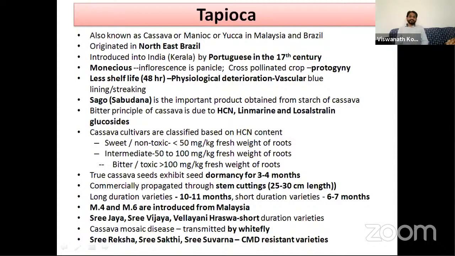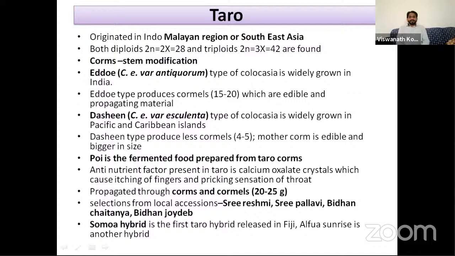So another important tuber crop is taro. Especially in eastern and northeastern India, taro is a very commonly grown and very commonly consumed tuber crop. Taro originated in Malaya or the Southeast Asian region. Taro has both diploids and triploids.